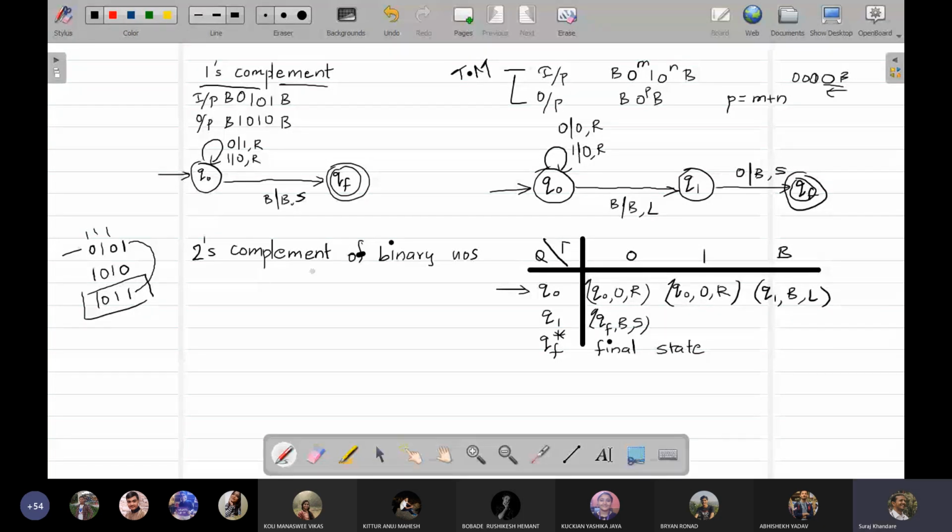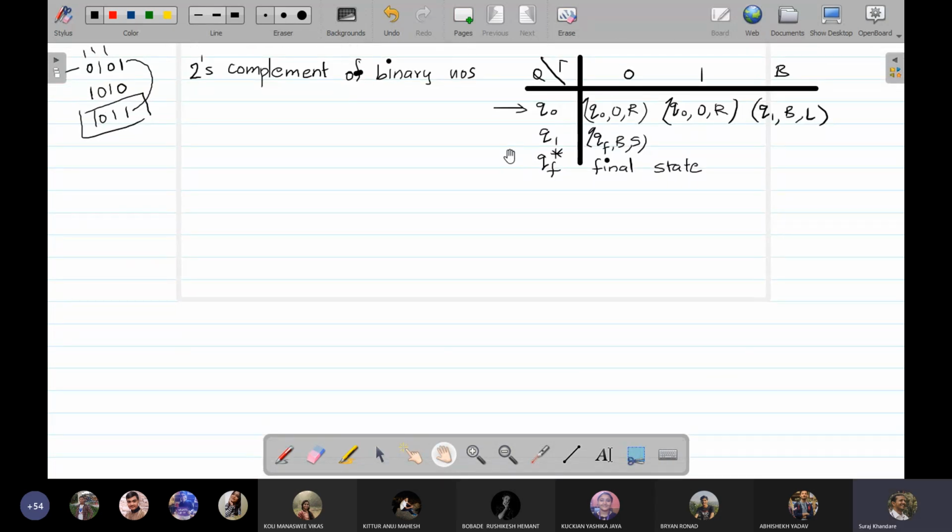So till the time you find a 1 in your input, till that time we don't make any change. But after we find that 1, we change the zeros to 1 and 1 to 0. So this problem we have to do a little carefully. That's why it was asked in the exam, because there is a possibility that you will make a mistake here. So how to go about it?